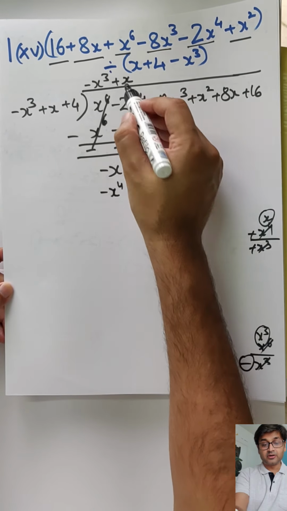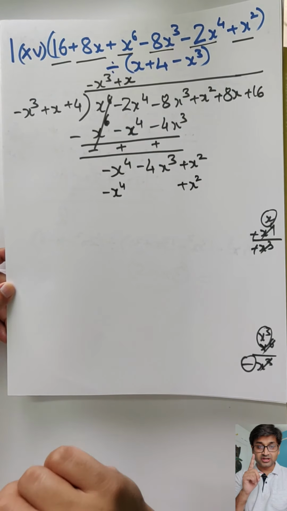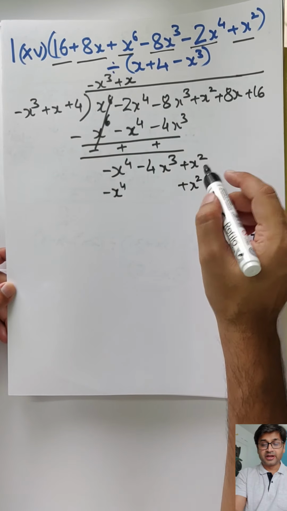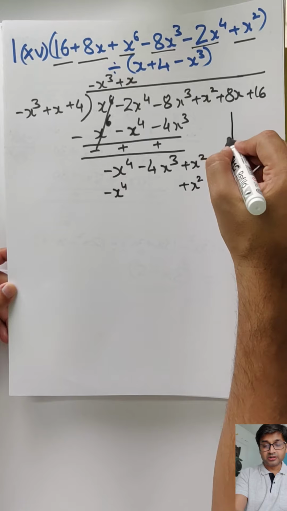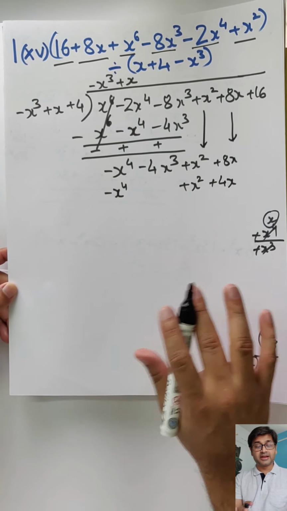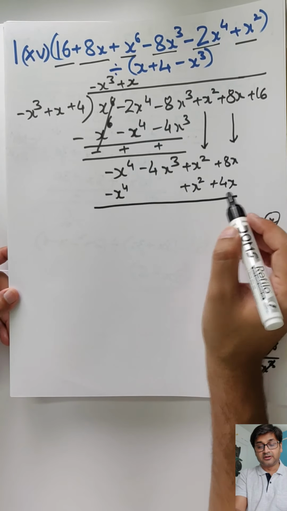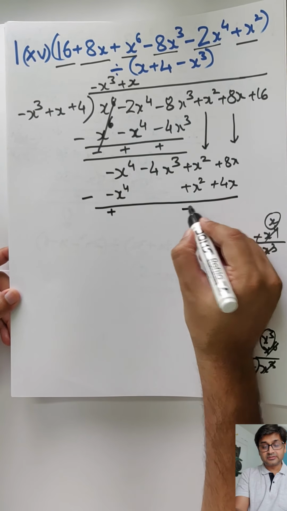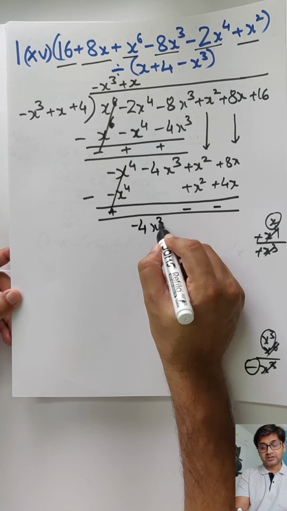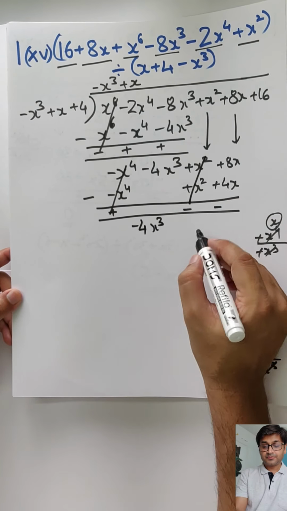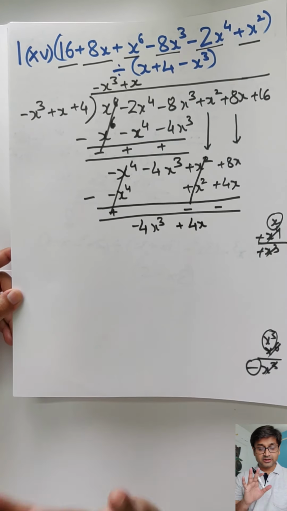Get this x² down, x into x, write x² below this, not below this, it should match like terms, okay? Plus 4x. So get this one also down, that is 8x. So we got this down, we got this down. You can bring n number of terms down here, not like your normal division, so don't get confused. Minus, so plus, minus, minus. Cancels, minus 4x³, cancels, plus 4x. Don't bring this down yet, hold.